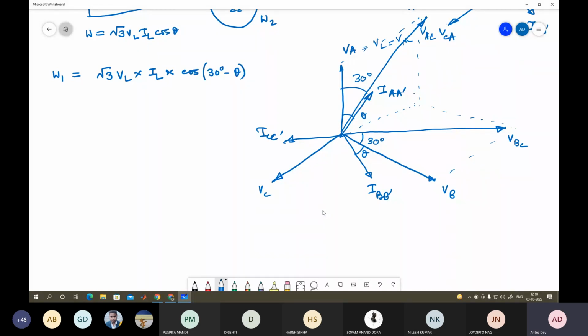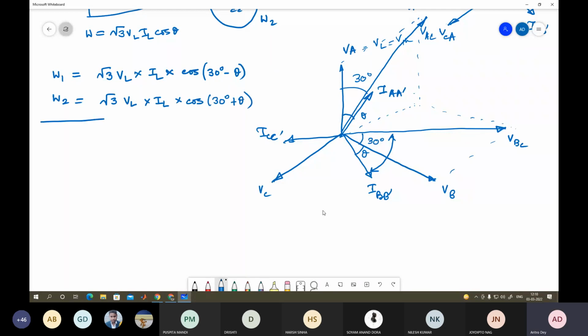So it depends. If it is very lagging, then theta is greater than 30, so we should take theta minus 30, or if it is less than 30, then it will be somewhere here. So 30 minus theta, the difference between these two. And then W2 is equal to √3 into VL into IL. This remains the same. Now the total angle between BB dash and BC is 30 plus theta. So cos 30 plus theta.